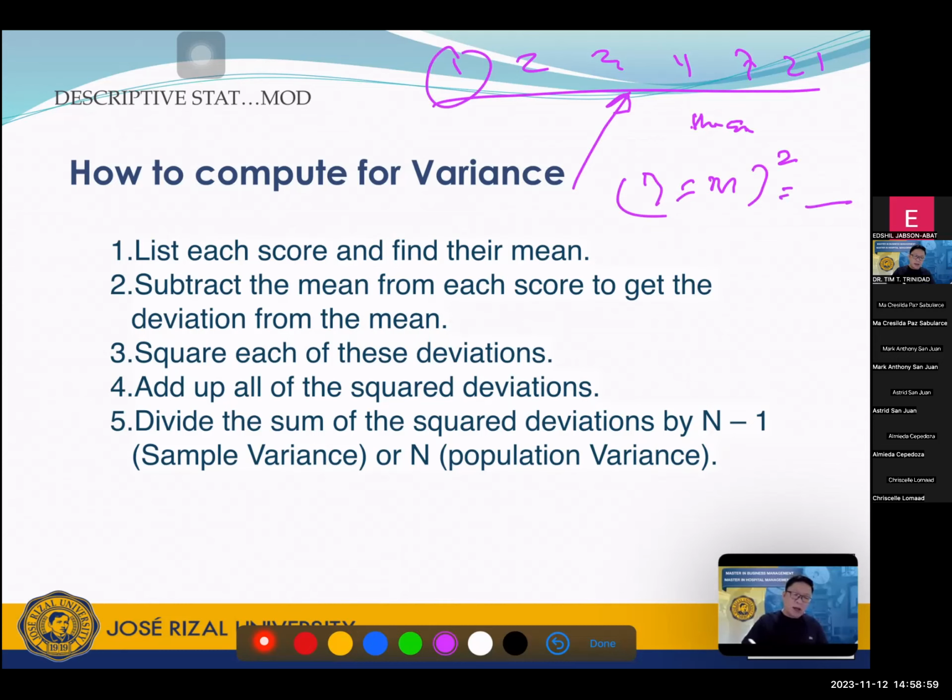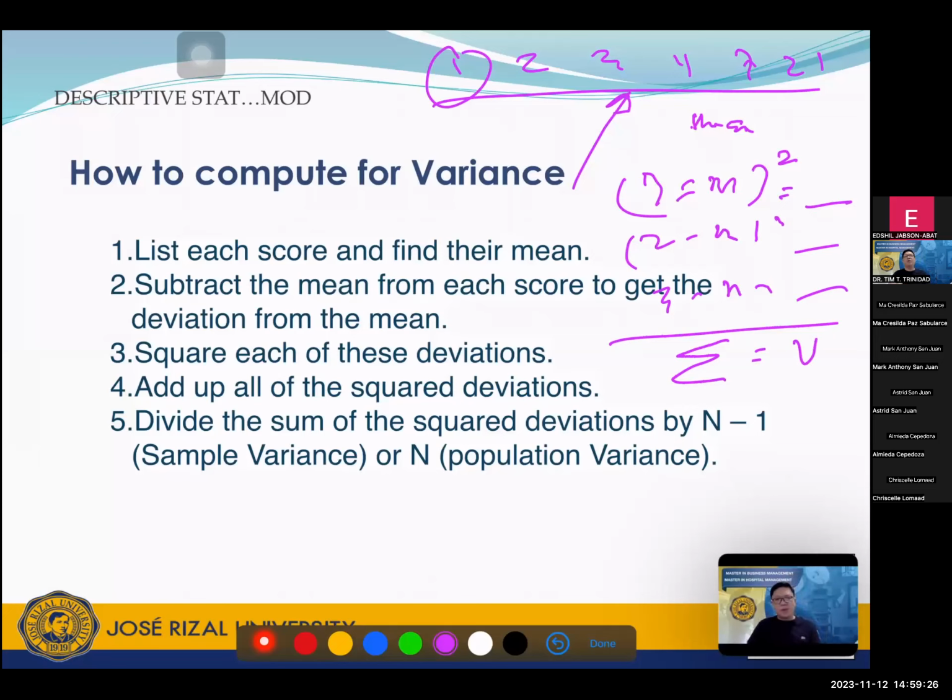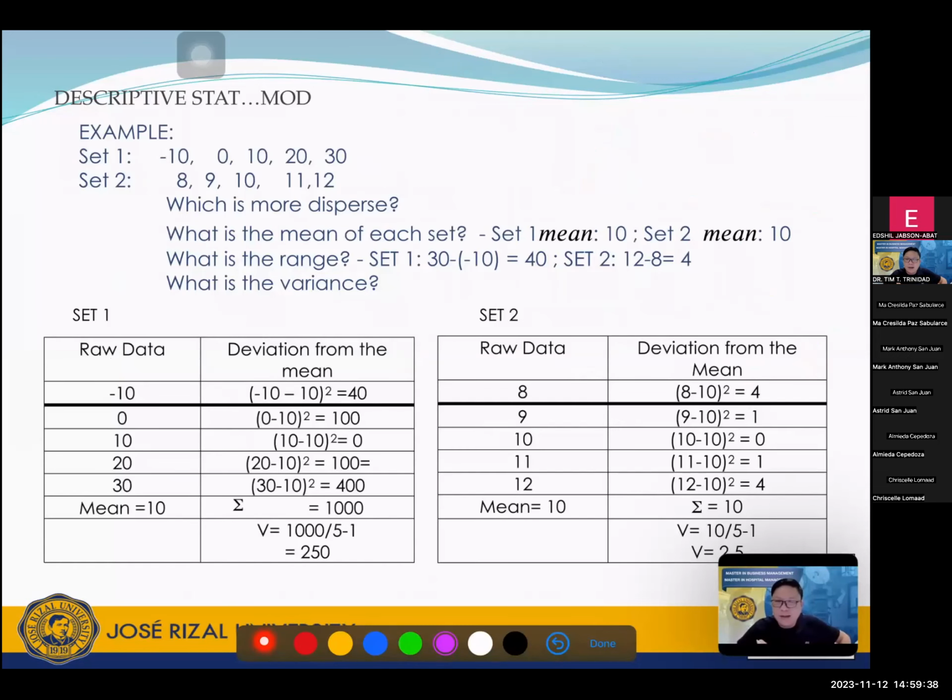And then, lahat ng ito, yung 2 minus m square, 3 minus m square, you sum it up. Take the sum of all the squared values of your deviations. So, after this, you have to divide the sum of the squared deviations whether you are using your population variance or your sample variance, which is most probably we always use the sample variance kasi nga mahirap i-study yung population. So, you divide it by n minus 1. Okay. Huwag mag-alala. Nice to know lang.